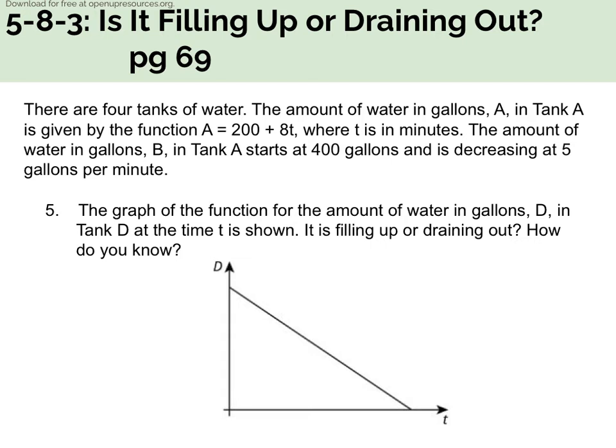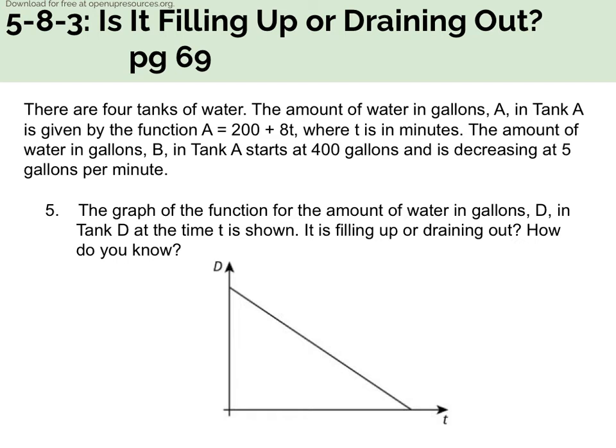All right, here is number 5. So there are 4 tanks, right? We have A, we have B. We were looking at C, and now we have this. The graph of the function shows the amount of water in gallons in tank D at the same time. Is this filling up or draining out? How do we know? Go ahead and pause, answer that question, and then come back to me.